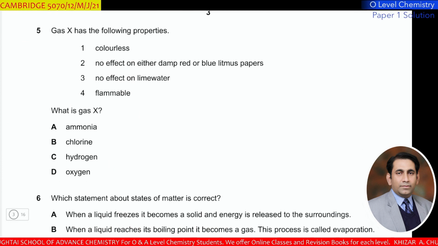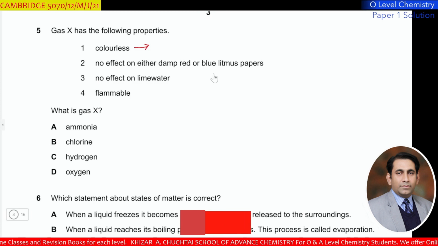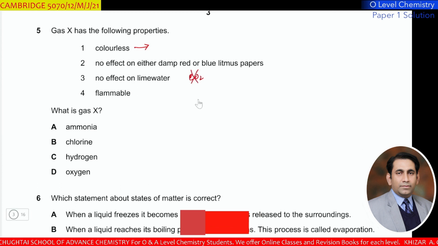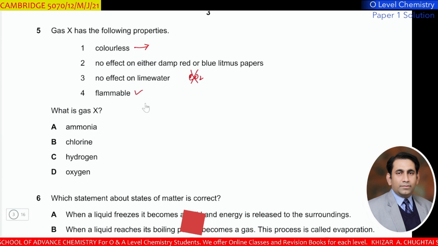Number 1 is colorless, no effect on the damp red or blue litmus paper, no effect on lime water, and it's flammable. Colorless, I mean most of the gases are colorless except the halogens. No effect on the damp red or blue litmus paper means it's not alkaline, it's not an acidic gas. No effect on the lime water means that it's not CO2. And the last one is that it is a flammable gas.